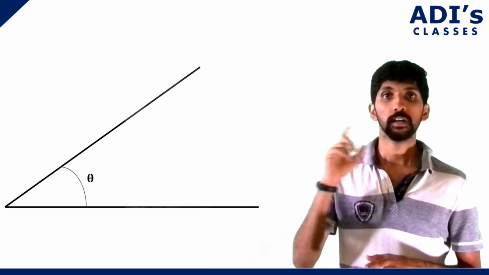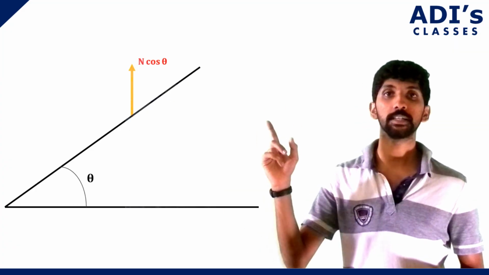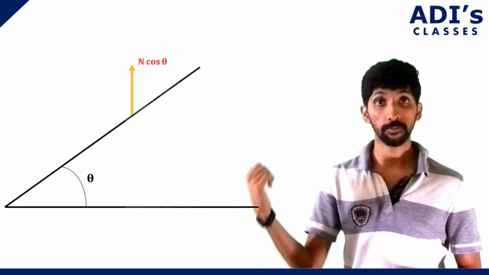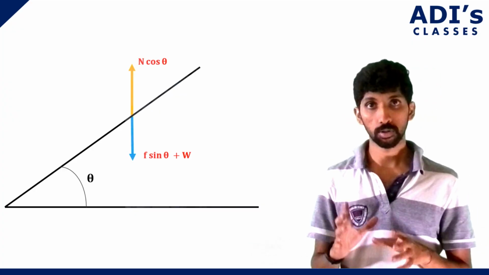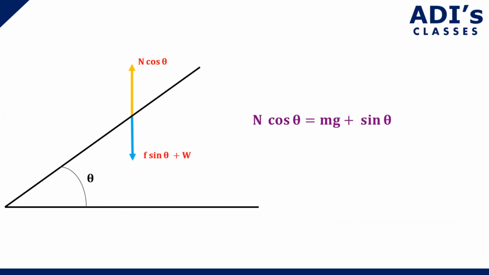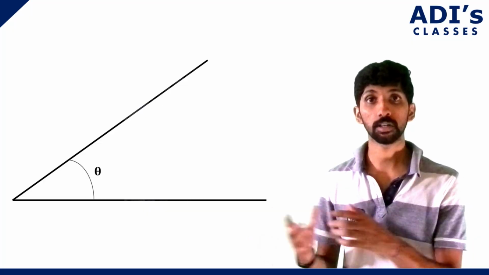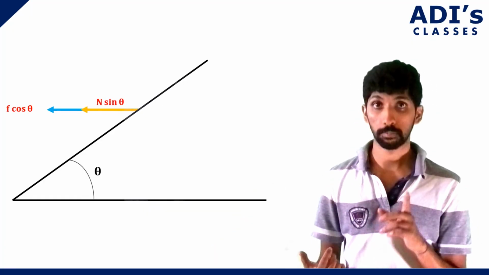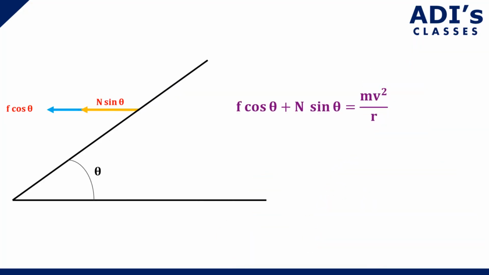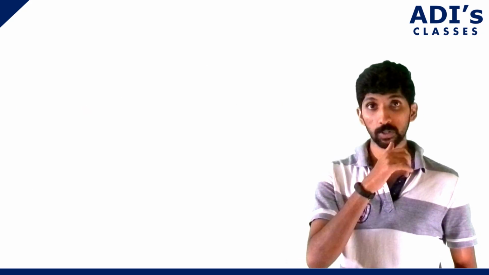Now look at this, n cos theta, which is going up. The weight and the f sin theta component are acting in the same direction. So we have n cos theta is equal to mg plus f sin theta. Call this the first equation. Now the second equation, the horizontal component: you have f cos theta plus n sin theta is equal to mv square by r, because that's the centripetal force, right?